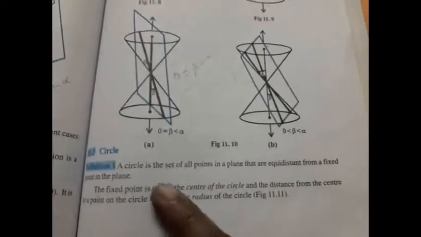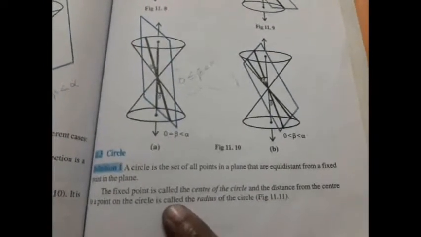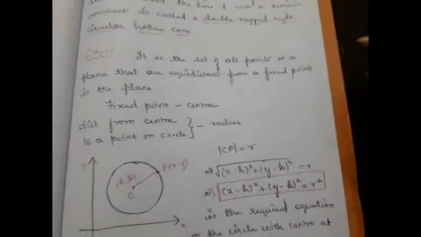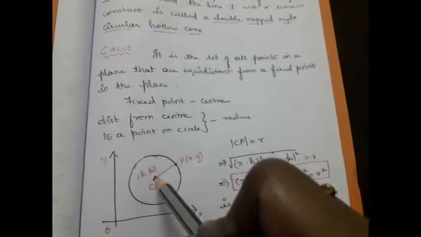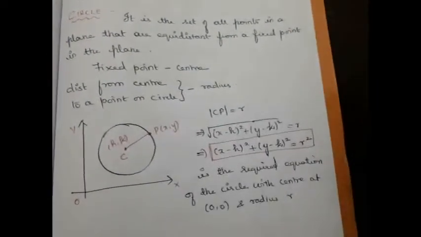So what is a circle? A circle is the set of all points in a plane that are equidistant from a fixed point. Right? That fixed point we will call the center, and the distance between the center and any point on the circle we will call the radius. So the definition of a circle we already know: it is the set of all points in a plane that are equidistant from a fixed point. Right? Now let us see what is the equation of a circle.